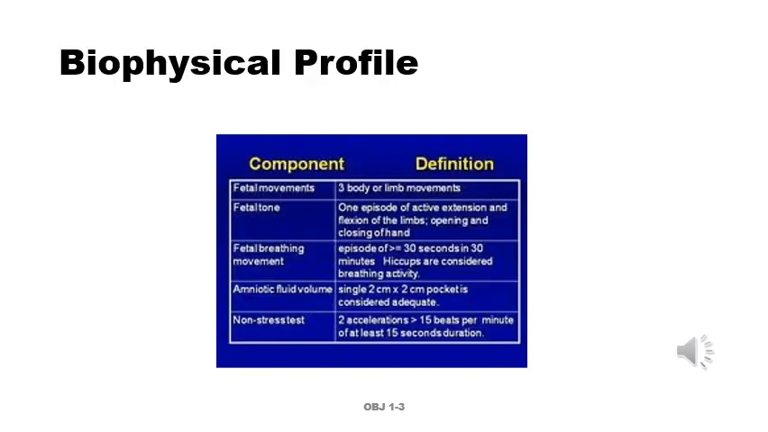So a biophysical profile is basically an ultrasound. It has 5 components: 4 of the 5 are done with the ultrasound, and the 5th one is the non-stress test. As you can see in this chart, here are the components: fetal movement, fetal tone, fetal breathing, and then it measures amniotic fluid.